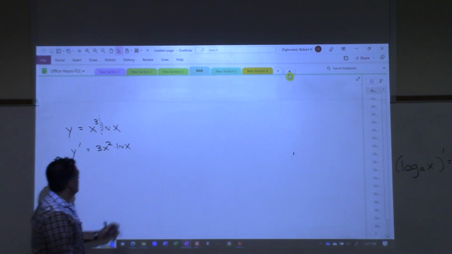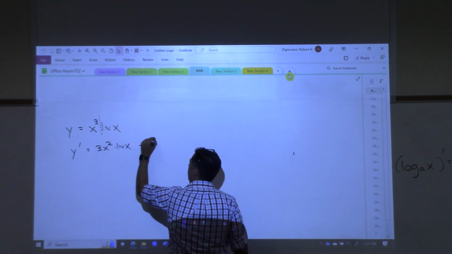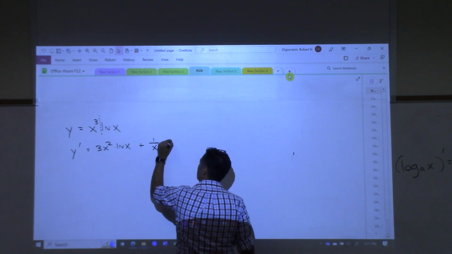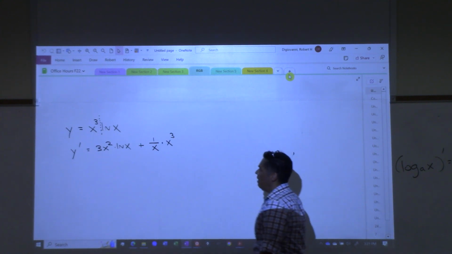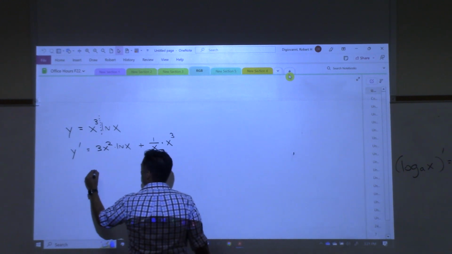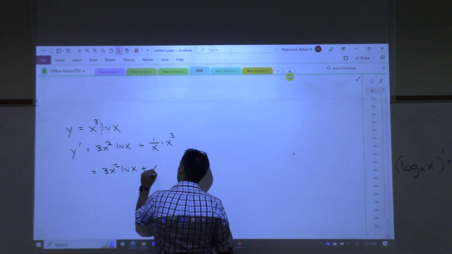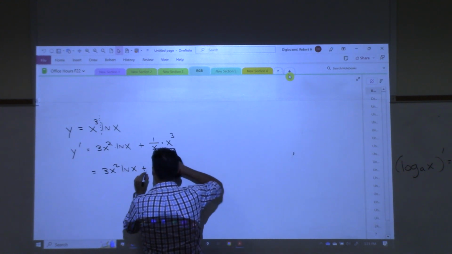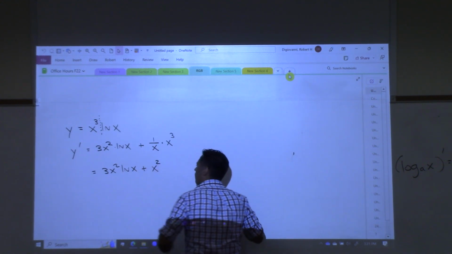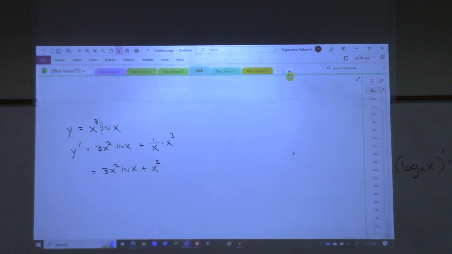I'm not done though, right? Plus, now, derivative of natural log of x. 1 over x. And then times the first function, like that. Yeah, I'm going to simplify that. That's 3x squared natural log x plus that becomes just x squared. Oops, x squared, right? Yeah, x cubed over x.